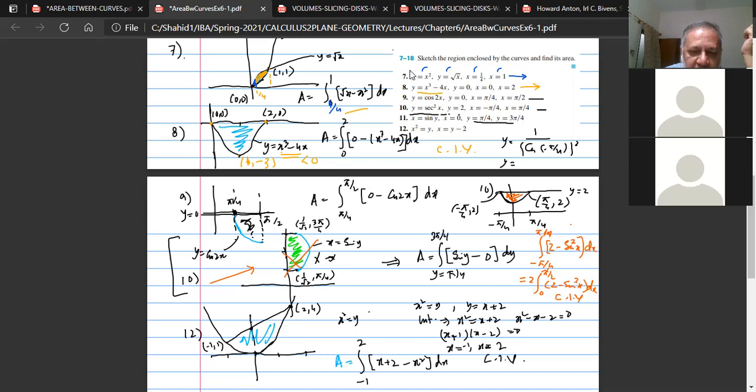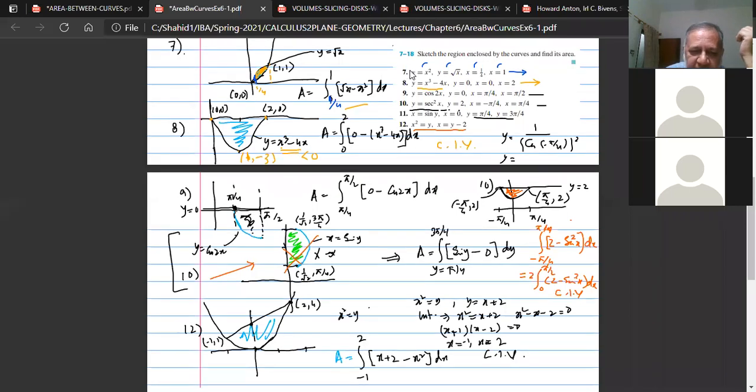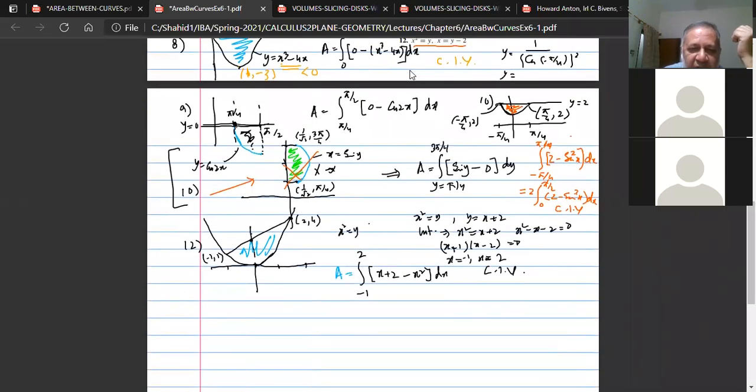So 11 I have not discussed, after that I have discussed 12. In 12 we have x is equal to y minus 2, a straight line which is y is equal to x plus 2 and y is equal to x square. We have to find the points of intersection of these two and recognize the region. Upper region is y is equal to x plus 2, lower region is x square.